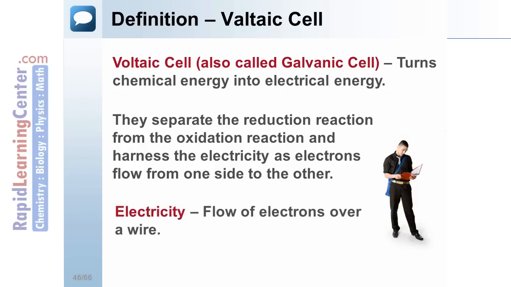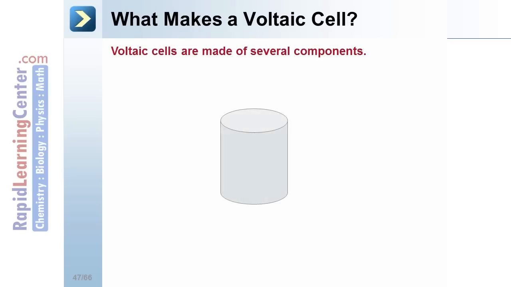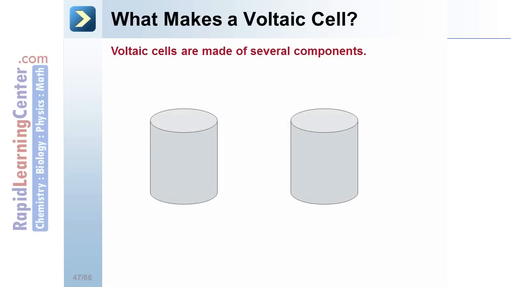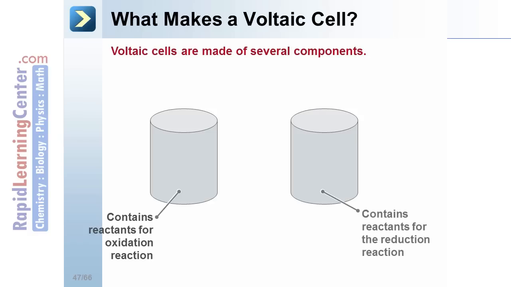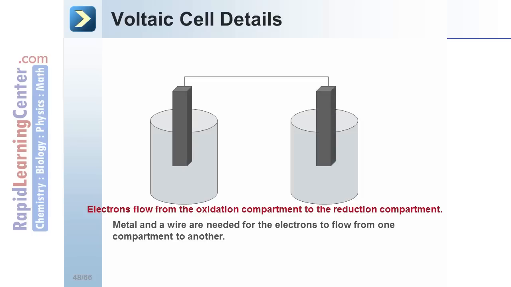Electricity is the flow of electrons over a wire. A cell must separate the half reactions in order to have electron flow produce electricity. One side contains the reactants for the oxidation reaction, while the other side has the reduction reaction. Electrons flow from the oxidation compartment to the reduction compartment.